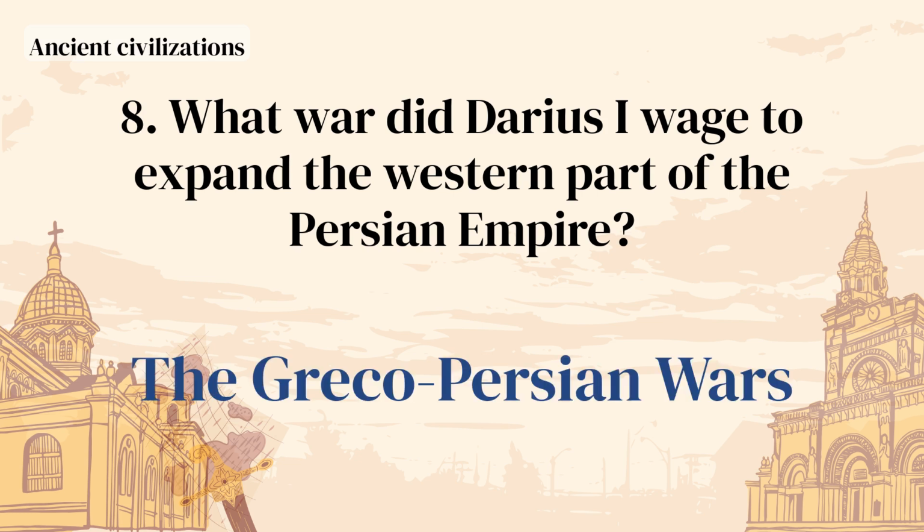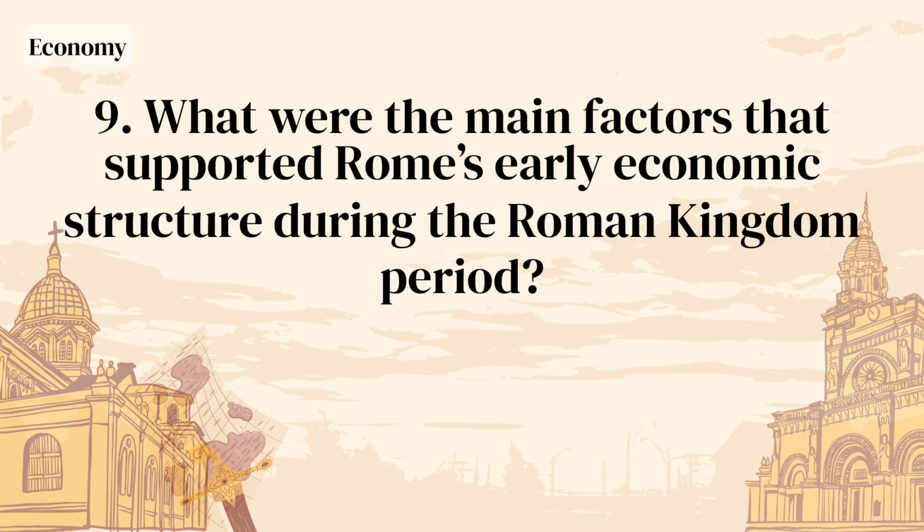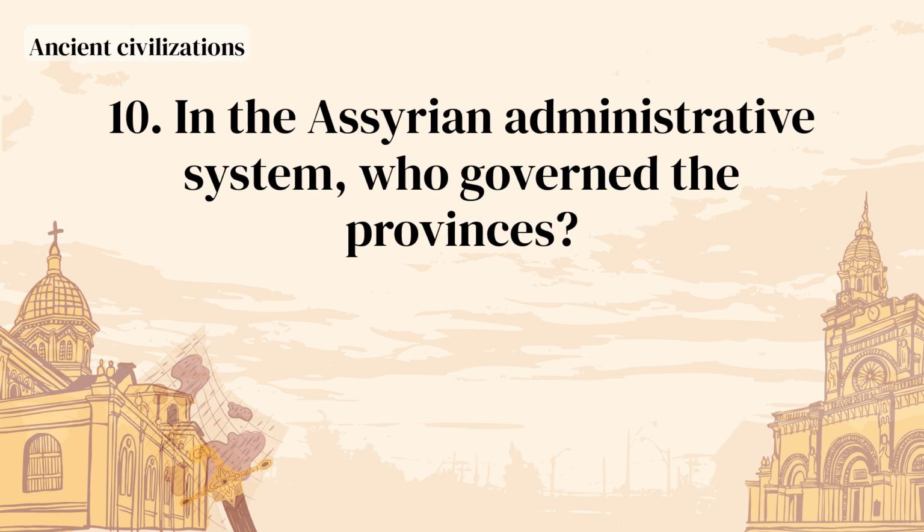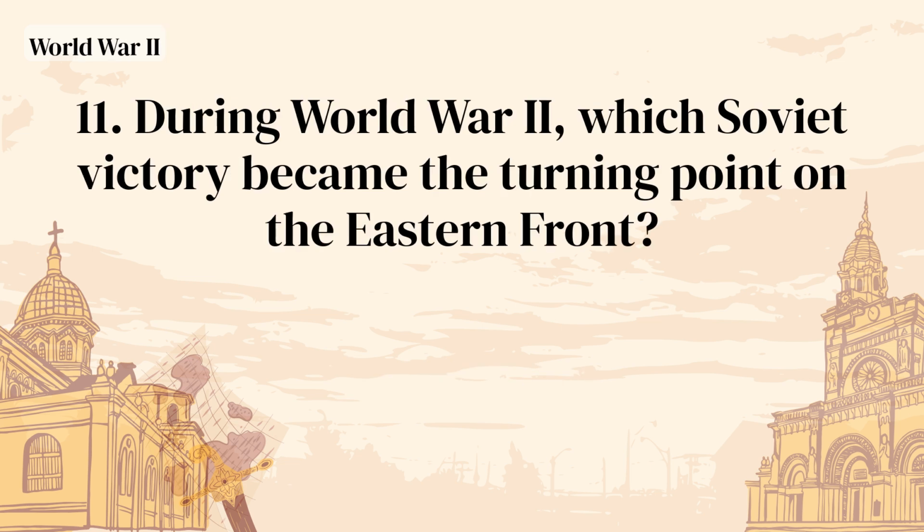The Greco-Persian Wars. What were the main factors that supported Rome's early economic structure during the Roman Kingdom period? Agriculture and trade. In the Assyrian administrative system, who governed the provinces? Governors. During World War II, which Soviet victory became the turning point on the Eastern Front?